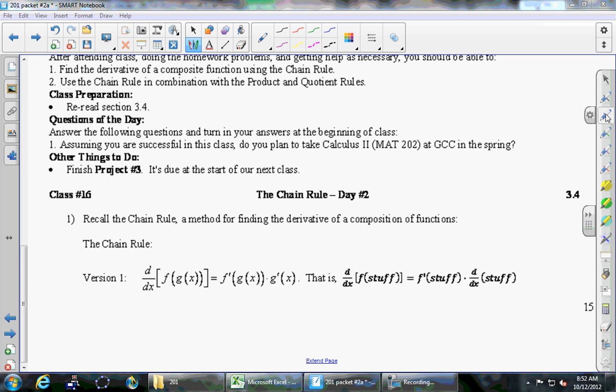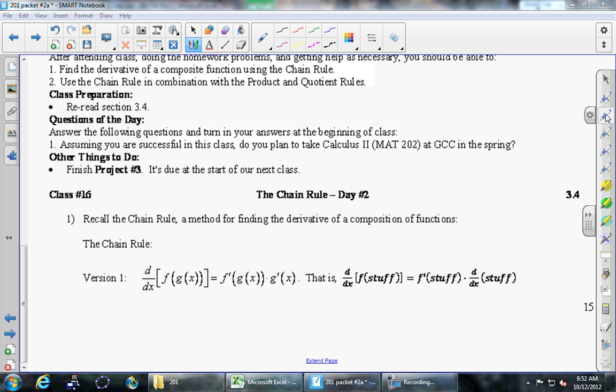Okay, so we're on the bottom of page 15. And at the very bottom of page 15 is some version of our new favorite derivative rule. It's the chain rule. It deals with composition of functions. So it says if you want the derivative of f of g of x, you do f prime of g of x times g prime of x.